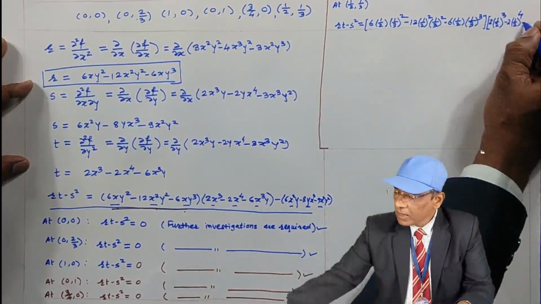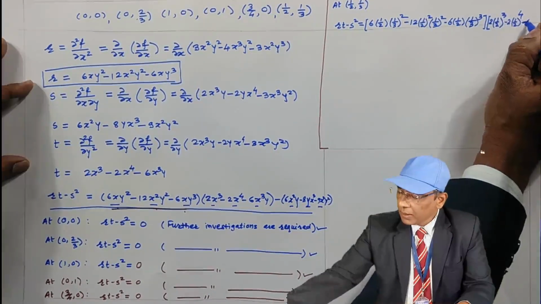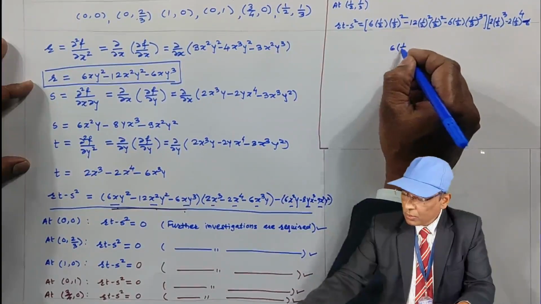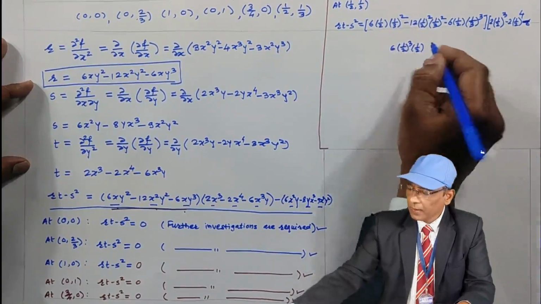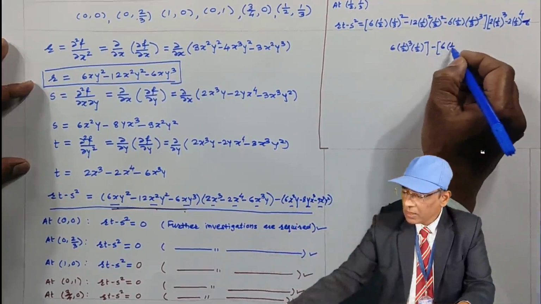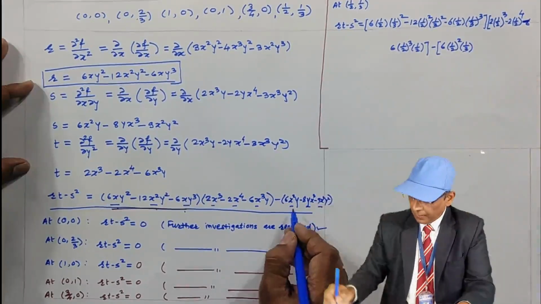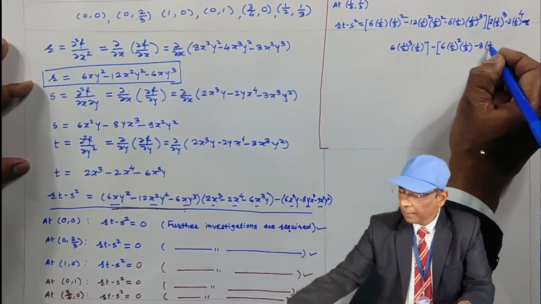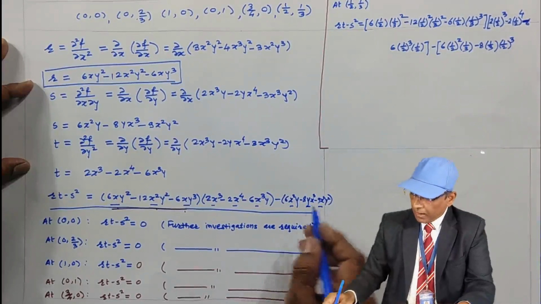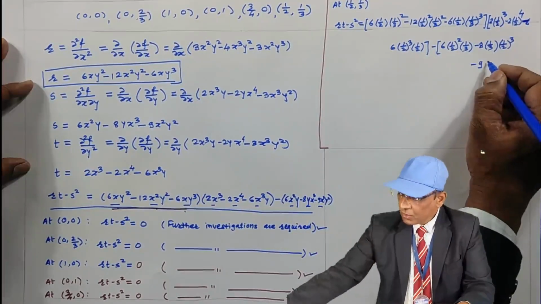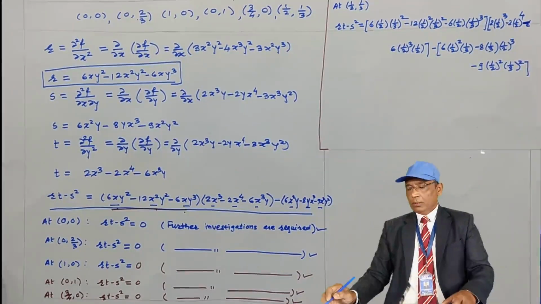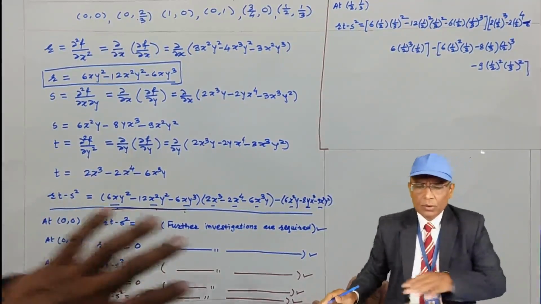minus 6x cube y, minus 6x square y, minus 8y x cube, minus 9x square y square, is it? Now you have to do it very carefully. You have to do it very carefully.